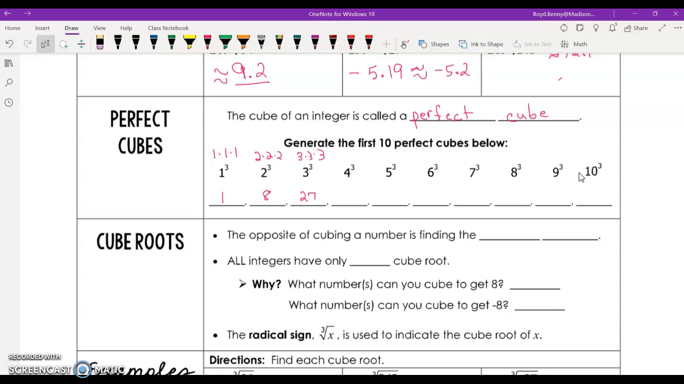And if we continue the pattern, 4 to the third power would be 4 times 4 times 4. That is 64. Okay. 5 to the third power would be 5 times 5 times 5. Let's see, that's the same thing as 25 times 5, or 125. Boy, these numbers are getting big fast, aren't they? 6 to the third power would be the same thing as 6 times 36, or 216.